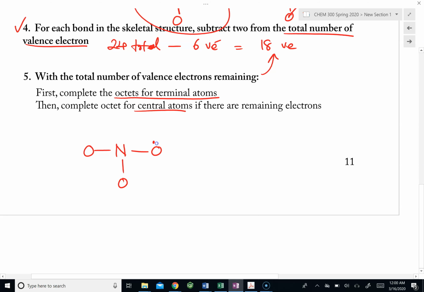So in this case, we'll be giving 6 more electrons, so basically 3 lone pairs, to each of these oxygens. So we do the same thing on the oxygen on the left and the oxygen on the bottom. So when we complete the octet for all of these terminal atoms right here, we are using 18 valence electrons.